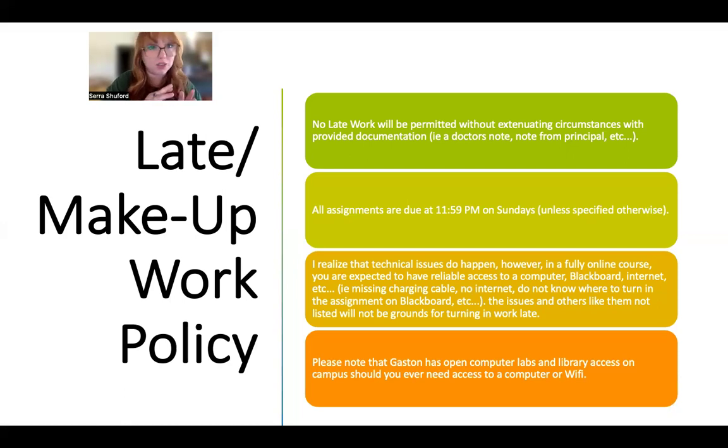And I know I kind of harped on this for a second, but the late work thing is definitely something that I've had to rein in and get pretty tight about the last couple of years because it does get out of hand really, really quickly. So just want to set those expectations at the beginning.